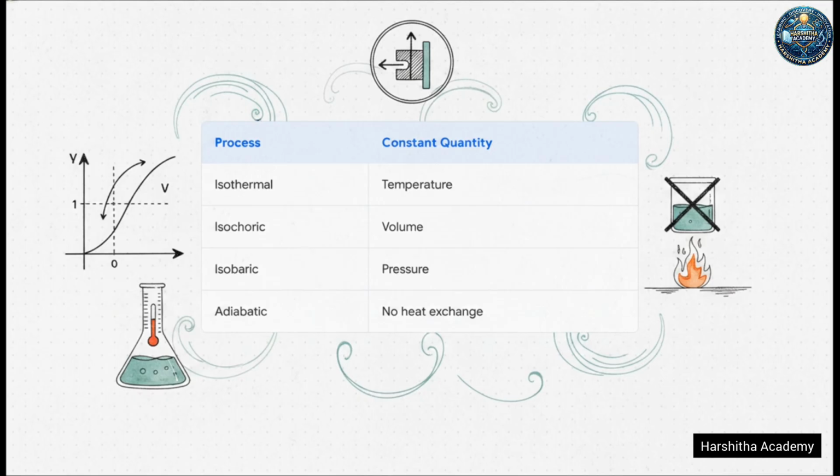NEET loves, and I mean loves, to test exactly which quantity stays constant in each one. So let's review. Isothermal, constant temperature. Isochoric, constant volume. Isobaric means constant pressure. And adiabatic, absolutely zero heat exchange. Do not mix these up on test day.